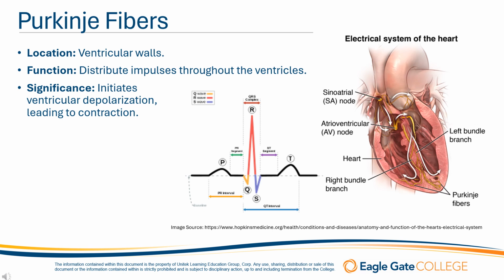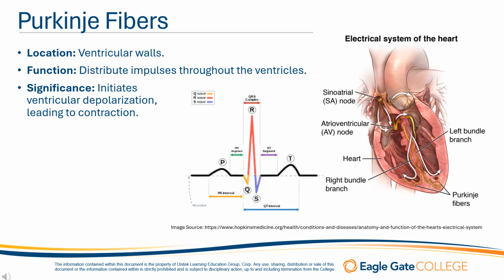Without the proper function of the Purkinje fibers, the ventricles would not contract in a unified manner. And again, this would lead to inefficient blood pumping and reduced cardiac output. Cardiac output, the amount of blood the heart pumps per minute, is essential for delivering oxygen and nutrients to the body's tissues. In the context of the cardiac cycle, the role of the Purkinje fibers is pivotal during the systole phase, when the ventricles contract and eject blood.